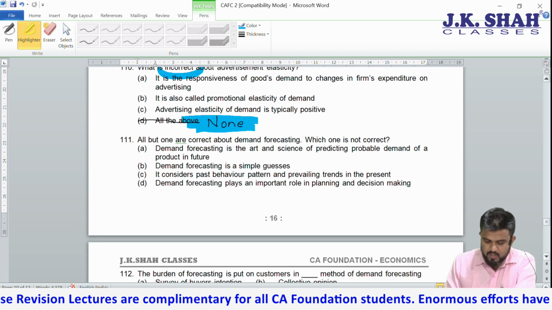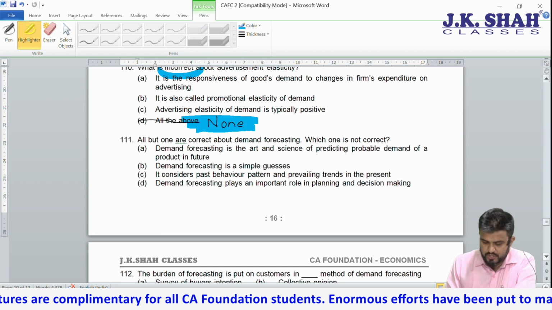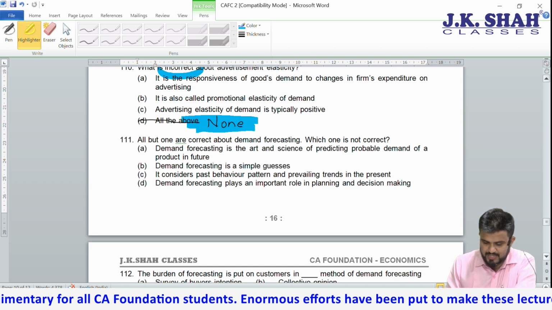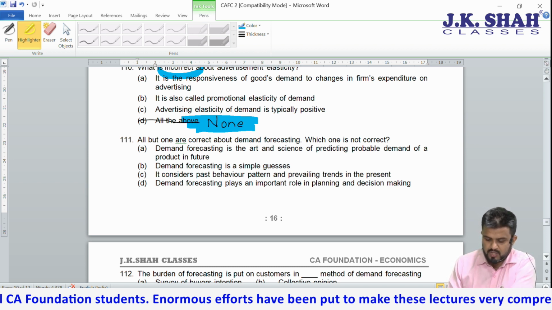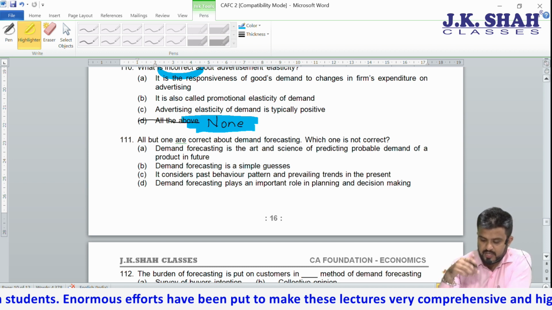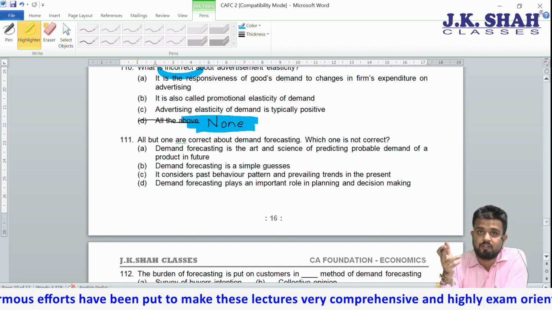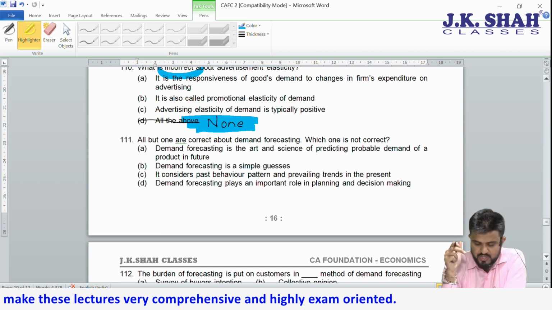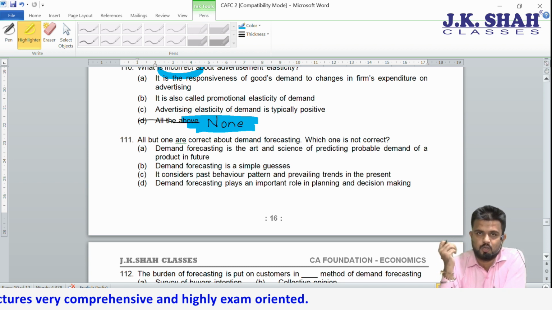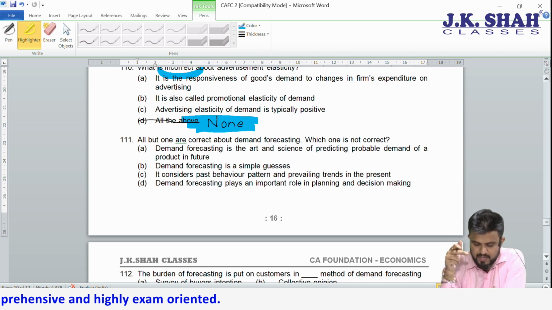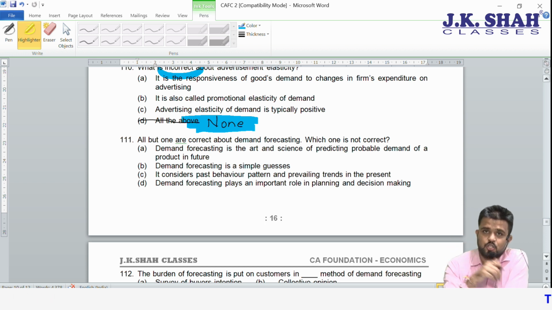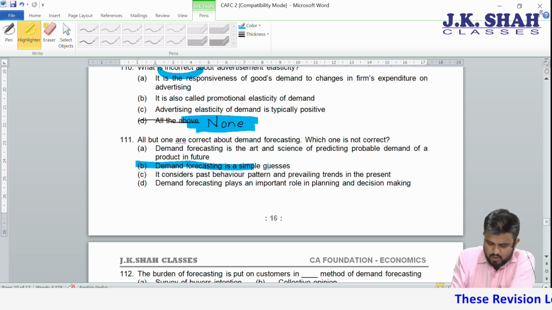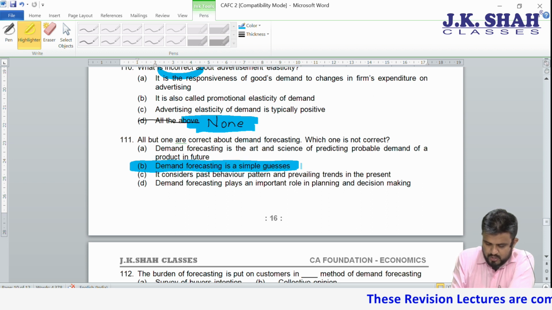111. All but one are correct about demand forecasting. Which one is not correct? Demand forecasting is an art and science of predicting probable demand of a product in the future. So this is true. Just now we did. Demand forecasting is simple guesses. No. It considers past behavior and prevailing trends. That's right. Demand forecasting plays an important role in planning and decision making. That is also right. So which one is wrong? Second. That is option B.